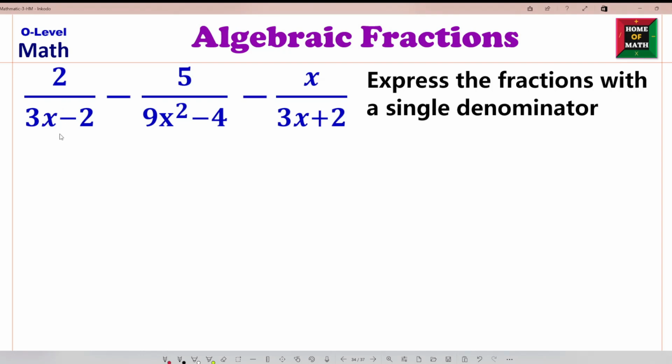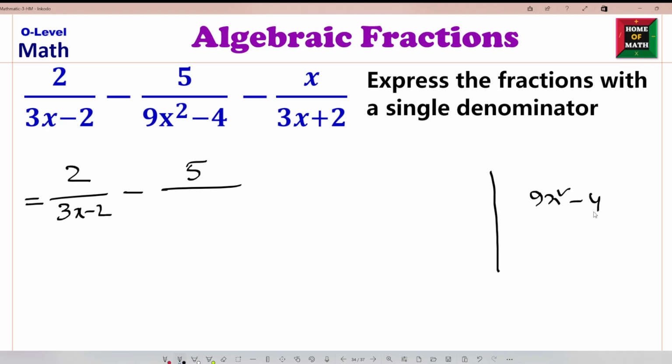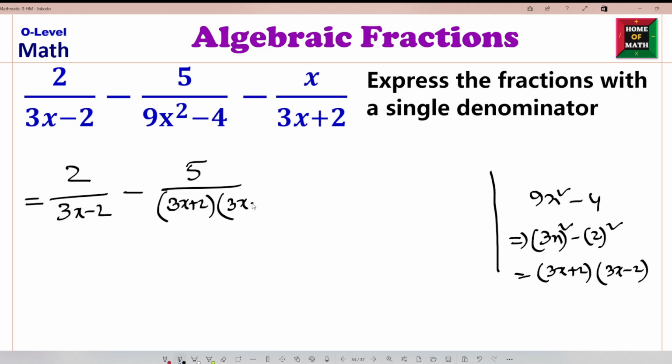Here is 2 divided by 3x minus 2, which will not change anything, minus 5 divided by 9x squared minus 4. We can write this one as 2 over 3x minus 2, minus 5 over, and as a side note, 9x squared minus 4 means (3x) squared minus 2 squared. So it looks like a squared minus b squared, and we can write (3x plus 2) times (3x minus 2). So here is (3x plus 2) times (3x minus 2), okay, and here is minus x divided by 3x plus 2.